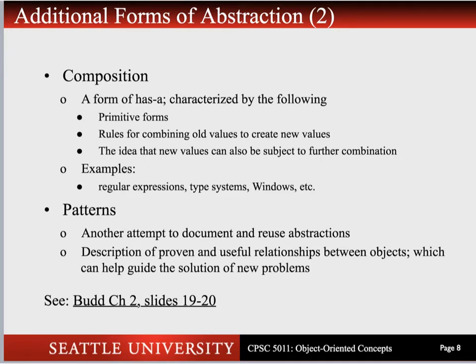Patterns are also another form of abstraction. This is another attempt to document and reuse abstractions and descriptions of proven and useful relationships between objects, which are defined within patterns and can help guide the solutions of new problems. So all of these additional forms of abstraction, whether it be has-a, is-a, composition, or patterns, will be described in more detail in later chapters of the book, as well as subsequent lectures in this course.